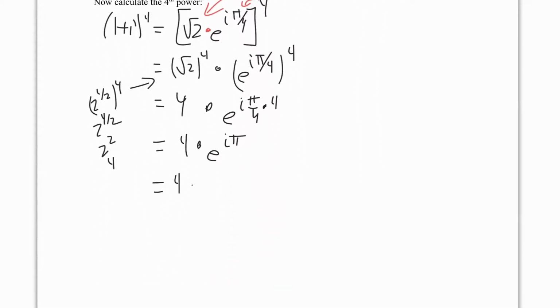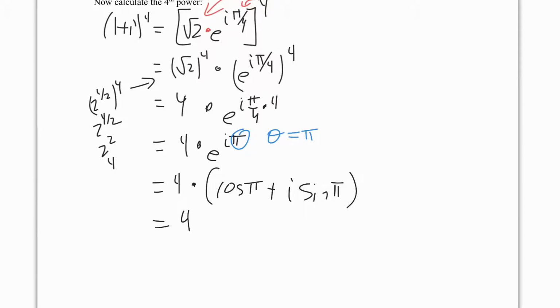So I'll get 4 times cos of π, because here we can see θ is equal to π, plus i sin π. And let's use our knowledge of angles. Cos of π is going to be -1. Sine of π is going to be 0. And so I get 4 times -1, which is -4. Hey, that's the same answer we got before, but this time we didn't have to FOIL and FOIL and FOIL. We just used Euler's formula.